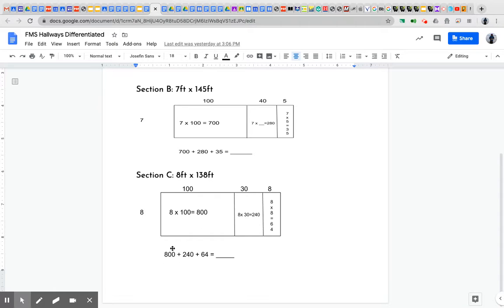So now what I have to do is add up these products. And what I can do is I can add, again, I'm going to add these two numbers together because they add up quickly, and I can do that in my head. 240 plus 64 would be 304. Plus 800 would be 1,104.